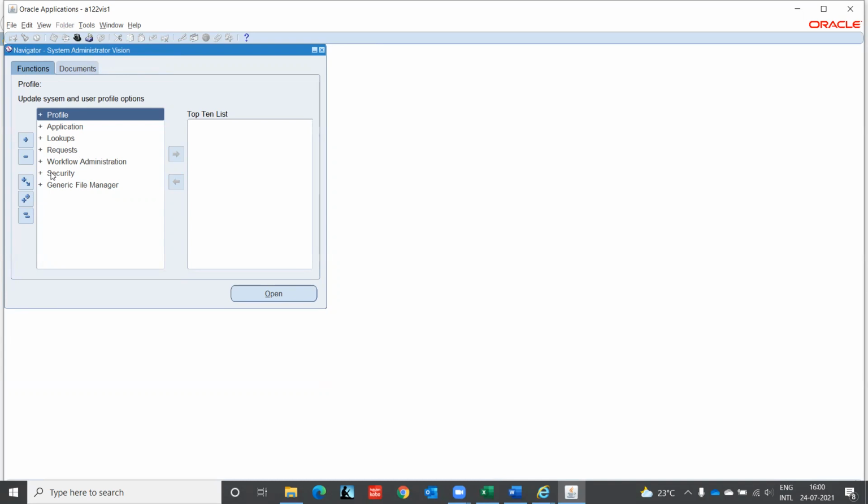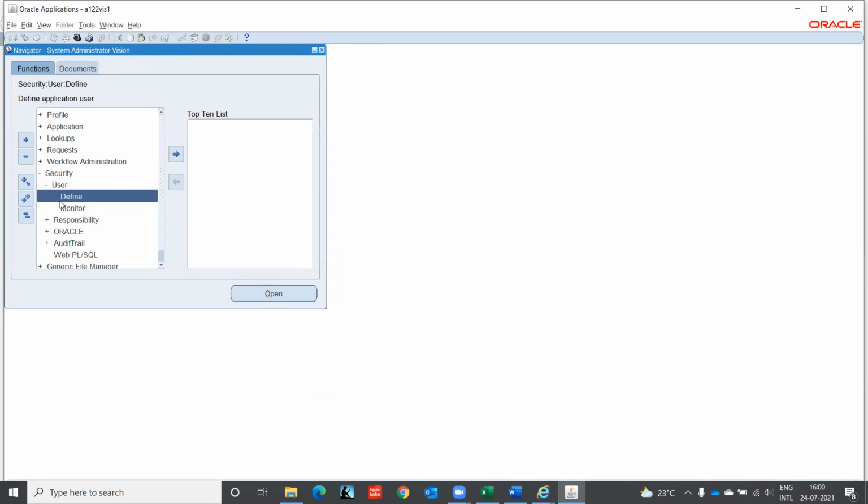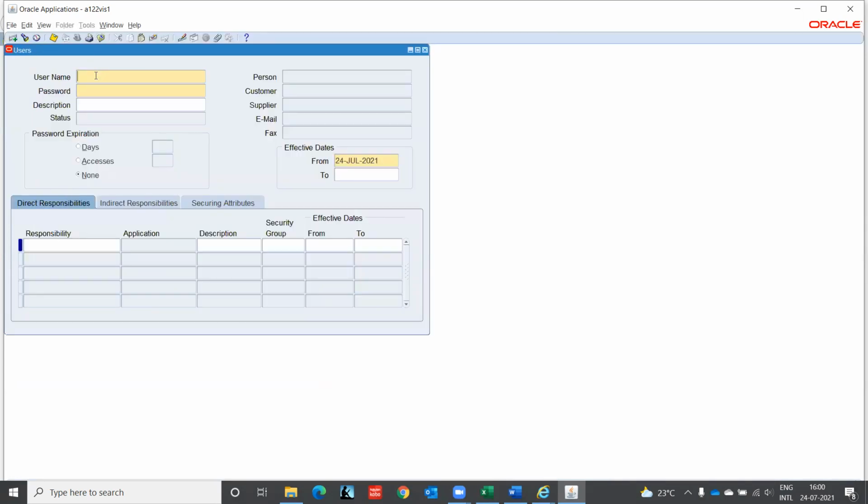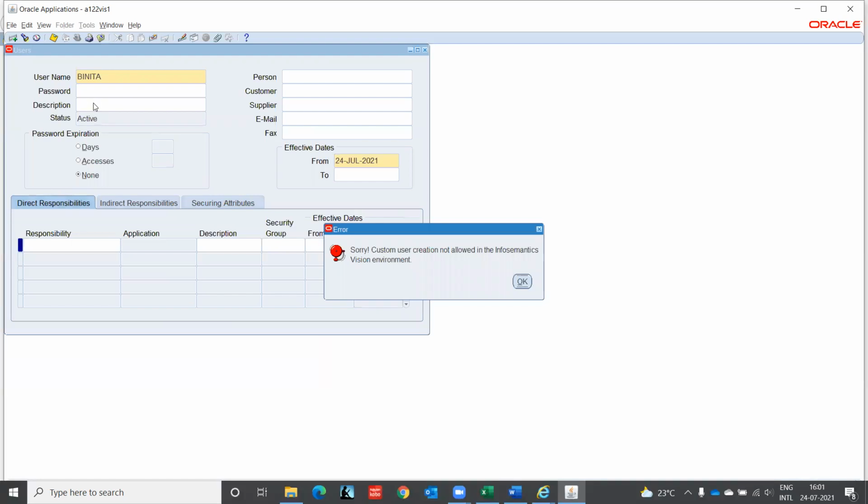Then you have security. In the security, you have the user. So if you want to give access to a new user, you can very well give it here. You can define the user. Let's say I want to give access to you, Vinita. Sorry, I have to give the password. See, it is possible to create in the system, but it gives me an error because this is a testing server. It will not allow me to create any new user.